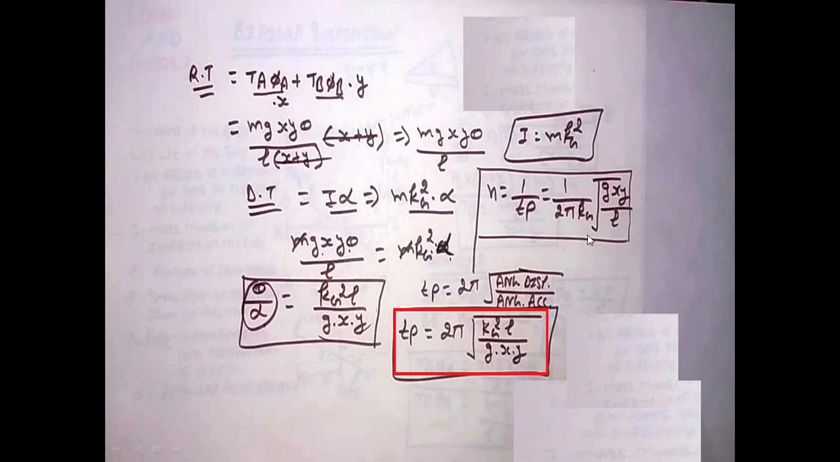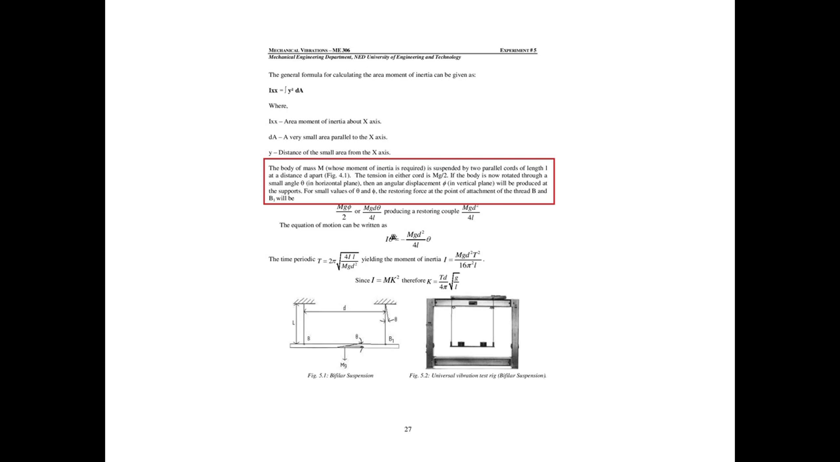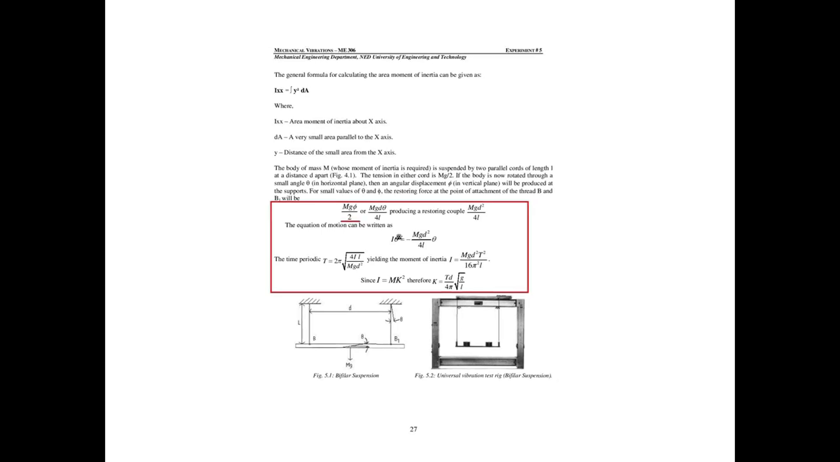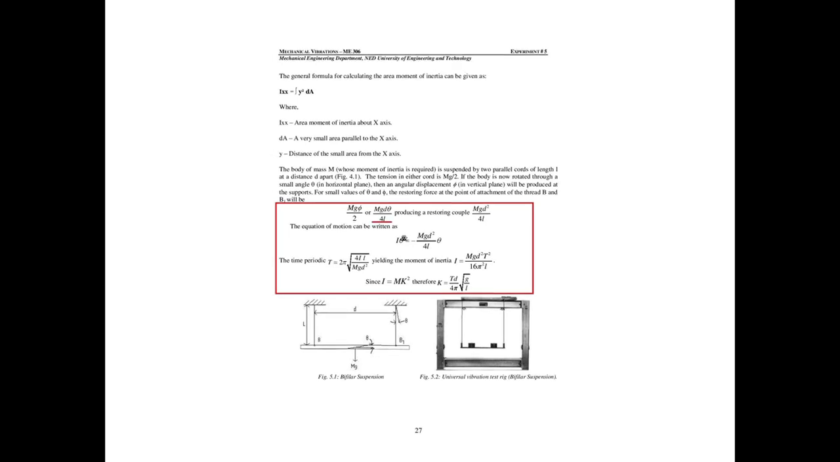So from the first free body diagram we find the restoring torque, which is equal to mg phi upon 2, as we have distance x plus y equal to d. And from this restoring force, the restoring couple will be equal to mg d theta upon 4l. We know that we can write the restoring force in both forms as mg phi upon 2 or mg d times theta upon 4l.